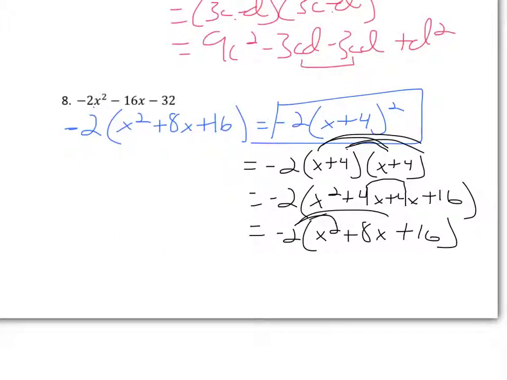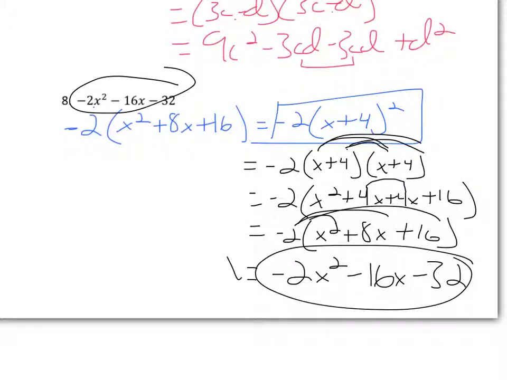And now I can distribute my negative 2 in there to see if that's the same thing I had in my original equation. Negative 2x squared minus 16x minus 32. That is the same as what I had here in the original, so it does check out.